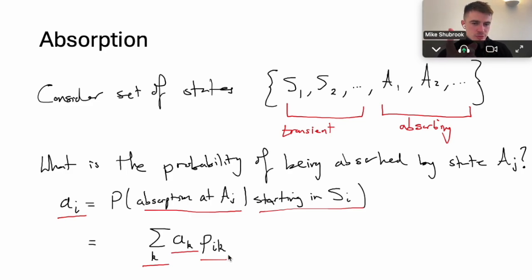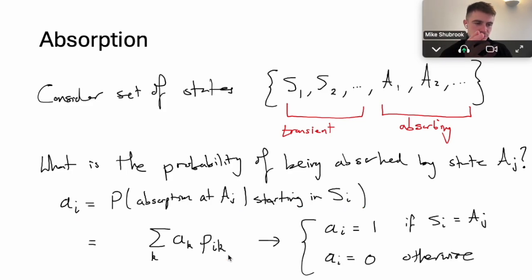Now, something that can be quite confusing is where does state A_J come into this? And the answer is in this boundary condition. So we set the probability of being absorbed in state A_J as equal to 1 if we start in that state. Whereas if we start in any other absorbing state, the probability of reaching the absorbing state A_J is equal to 0. Why is that true? Well, if you start in another absorbing state, you're not going to leave that state by definition. So therefore, the probability of leaving that absorbing state and then reaching another absorbing state is going to be 0.